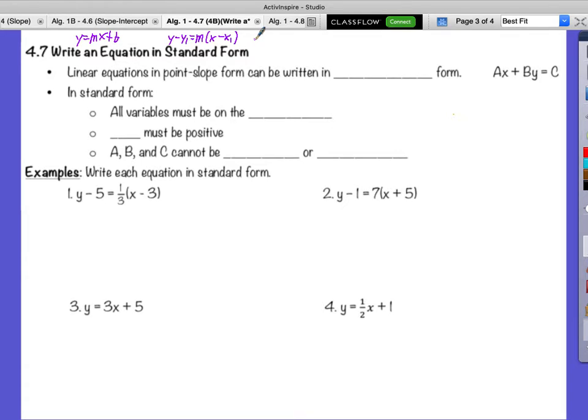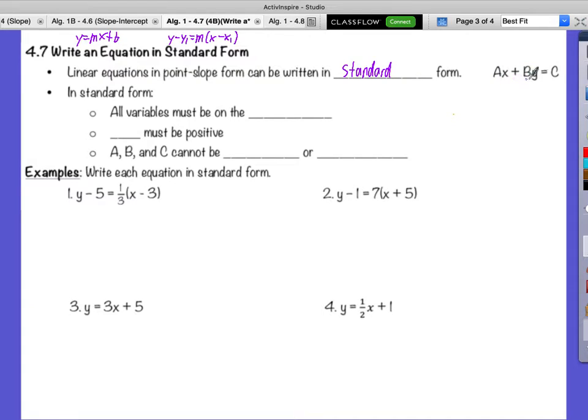So now we learn standard form. So linear equations can be written in point slope form. Linear equations that are in point slope form can also be written in standard form. Okay? We can also take ones from slope intercept form and turn them into standard form, and we'll look at that as well.